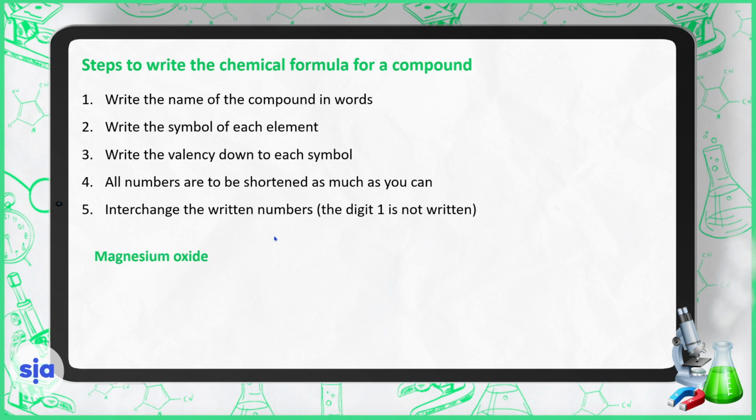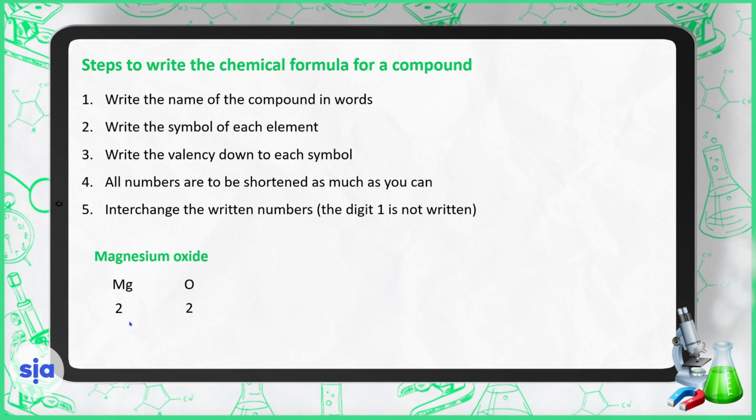Let's take an example. Magnesium oxide. This is the first step. We write the name of the compound in words. Then we write the symbol of each element. So magnesium is Mg and oxide is O. We write the valency down to each symbol, so we know that magnesium will lose 2 electrons, so the valency is 2. Oxygen will gain 2 electrons, so the valency is 2.